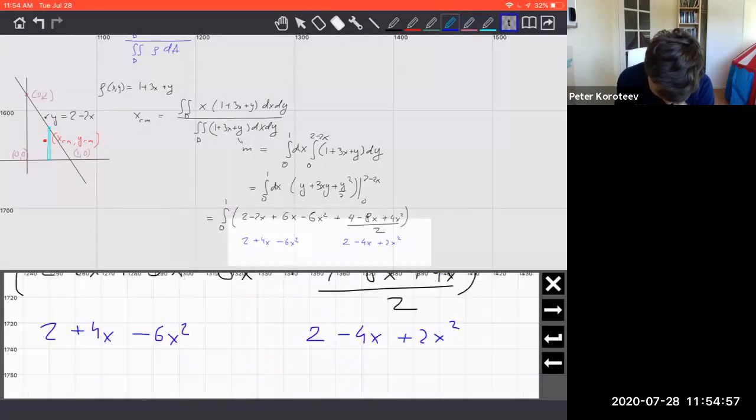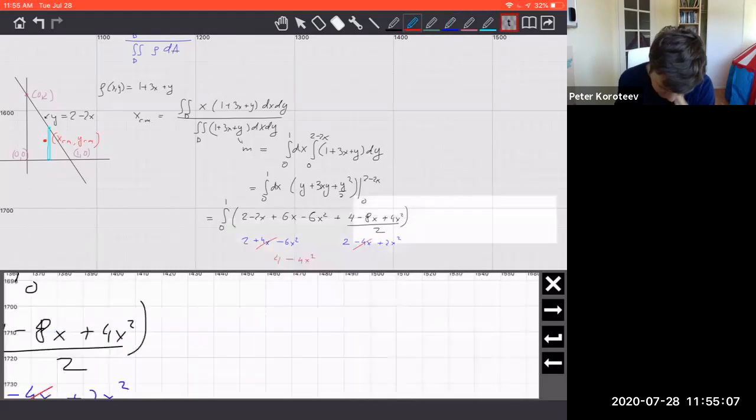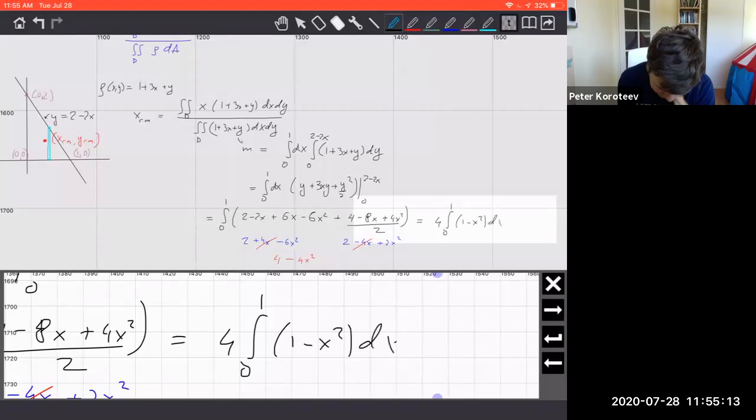And then if you add it together, you're going to get 4. So this cancels. Now I think it's good. 4 minus 4x squared. Yeah, good. Now it's fine. So that's equal to 4 integral from 0 to 1 of 1 minus x squared dx.